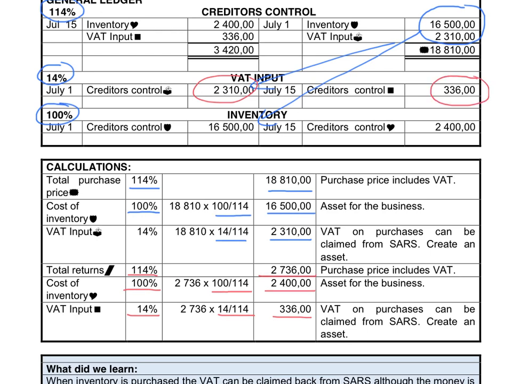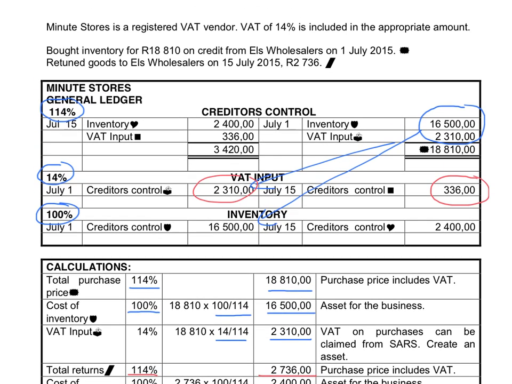Then we will credit our inventory account with the 2,400 of the goods that was returned because the value of our assets decreased with 2,400. And we will debit creditors control with the inventory, and we will debit creditors control with the VAT to show that the total amount that must be decreased must be 2,736.